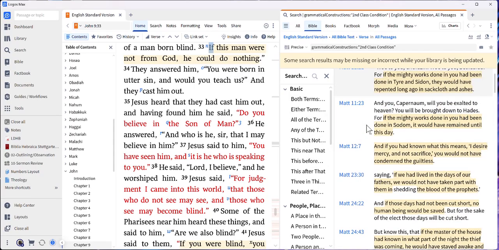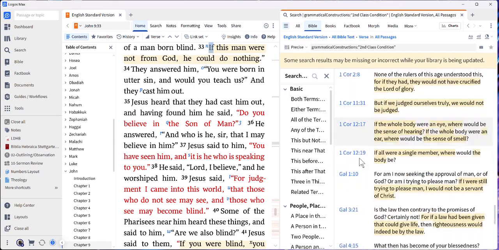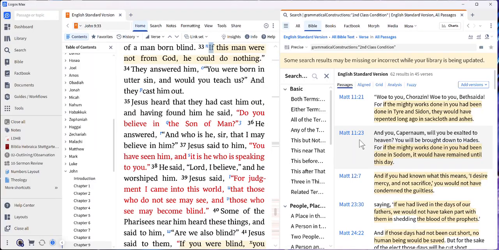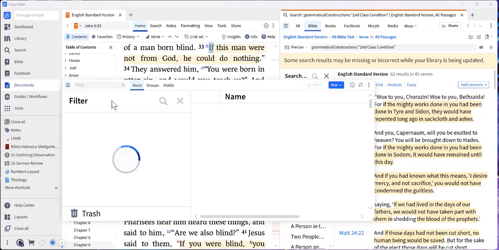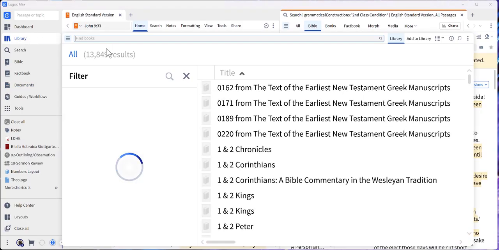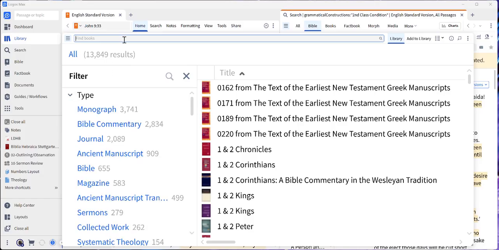One of the things that you're going to see is there are not as many occurrences of the second class conditional. It's not as prevalent, if you will. So you're able to search it, but we're going to go into the documents and it's going to show us some information. We're going to go into our library and look for the documentation on grammatical constructions.